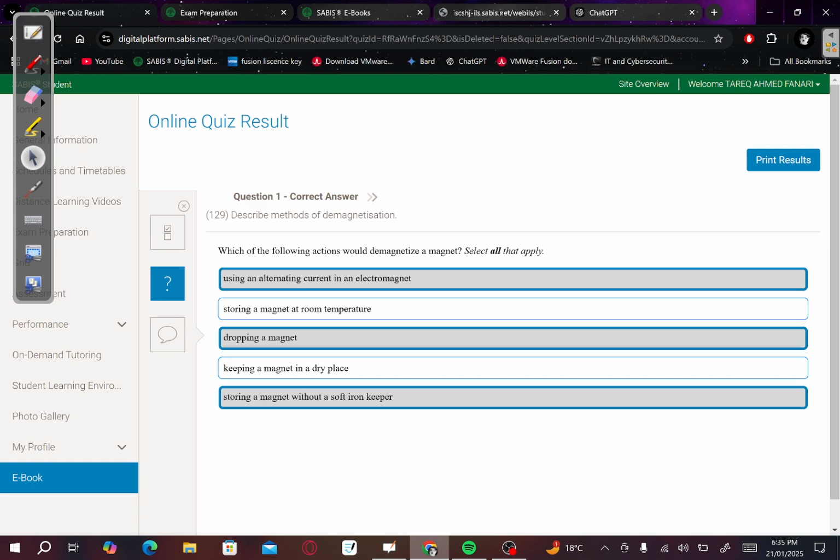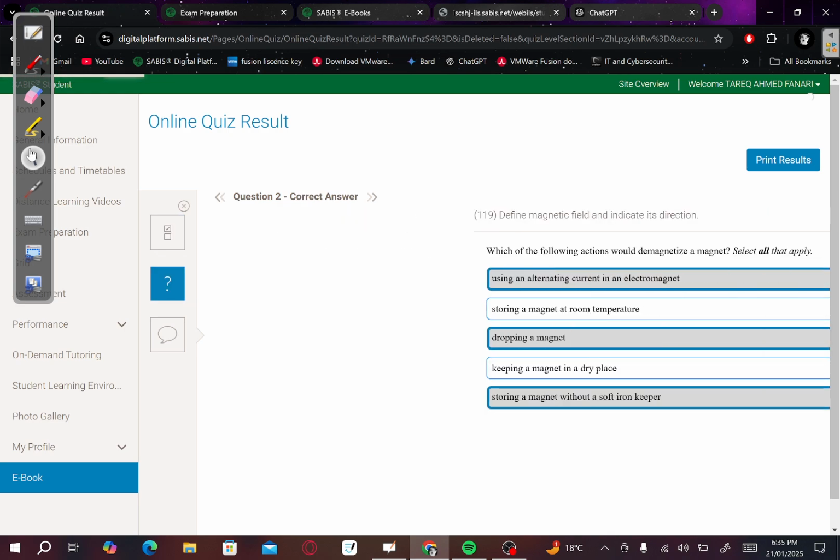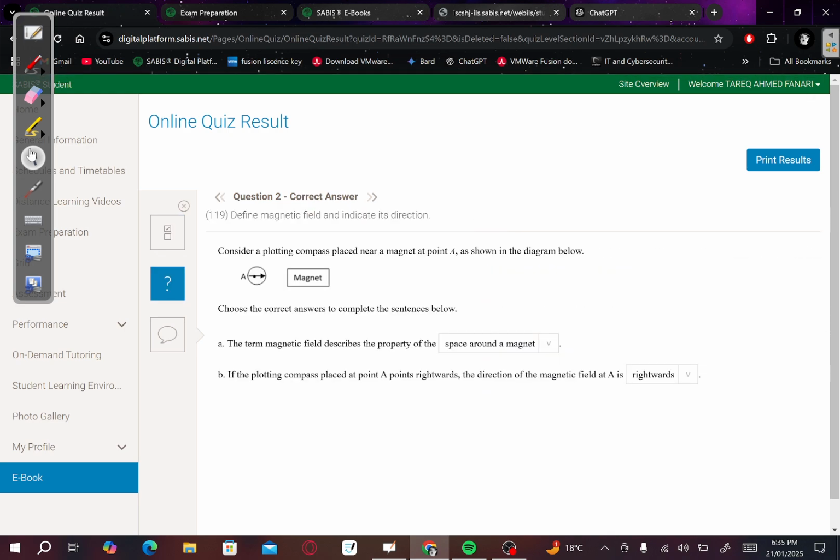Okay, dropping a magnet and storing a magnet without a soft iron keeper. Now, dropping a magnet, I feel like it's common sense. Storing a magnet with a soft iron keeper: my trick for memorizing this is it's in the name, keeper. It keeps it magnetized. So without it, it would lose its magnetism. So that's the first question. There are more actions, by the way. I'll list them at the end of the video.